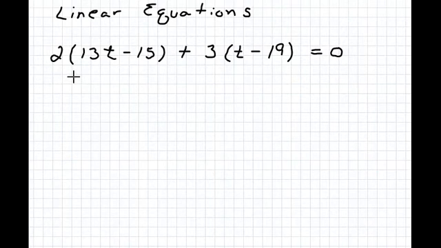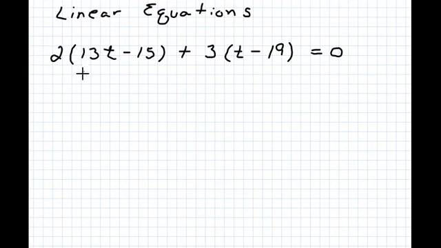Okay, let's look at this linear equation here. This time our unknown is going to be defined as t. Okay, so t is our unknown variable that we're going to be solving for. So we don't have to use x every time. We can use anything we want. Alright, so what I'm going to do here is go ahead and distribute this 2 across, and then I'm going to distribute the 3 across, and then we're going to collect like terms.